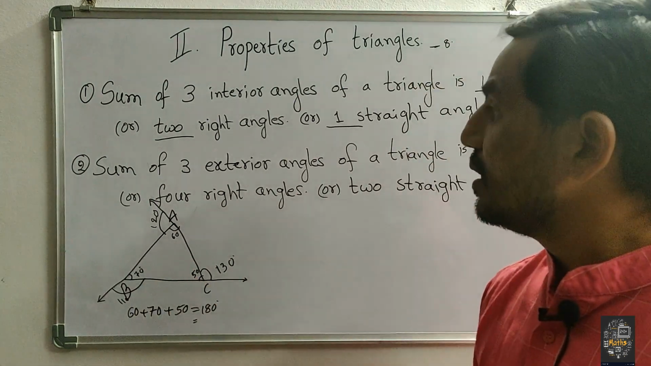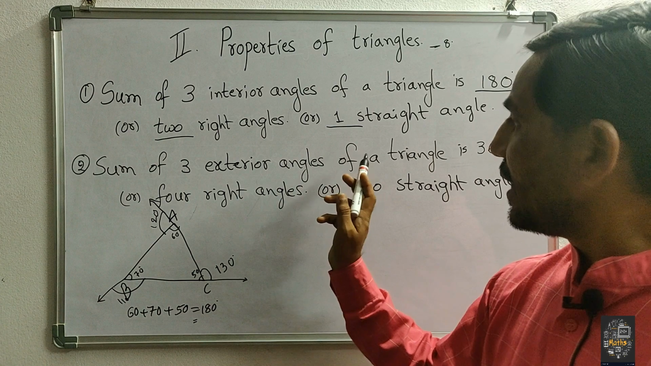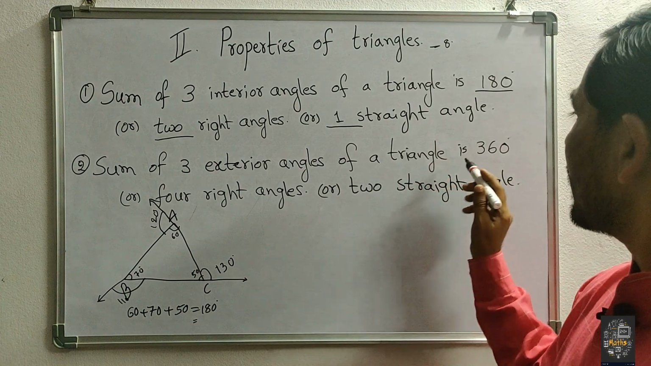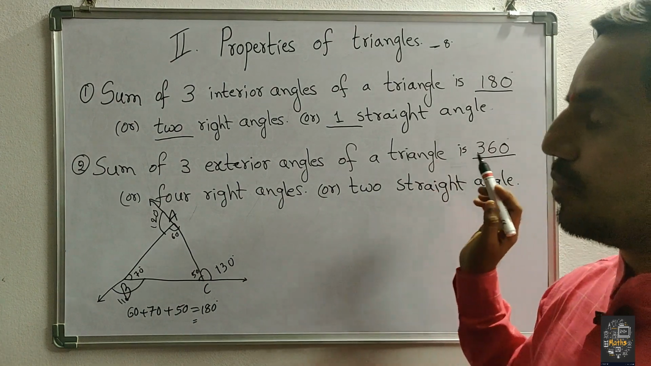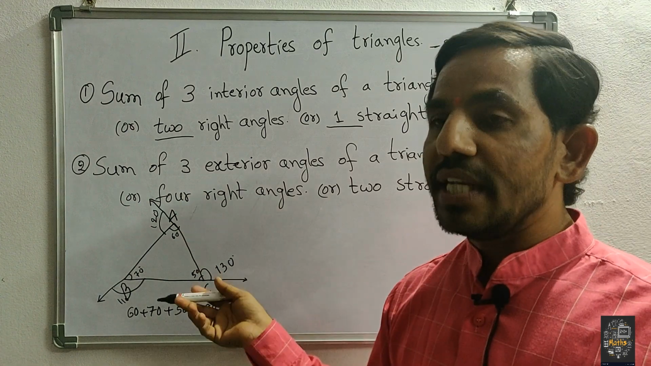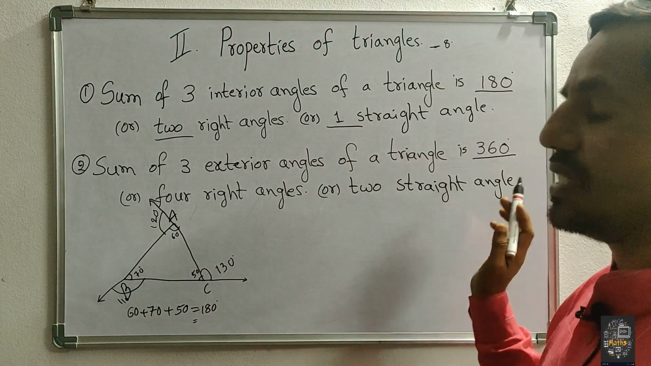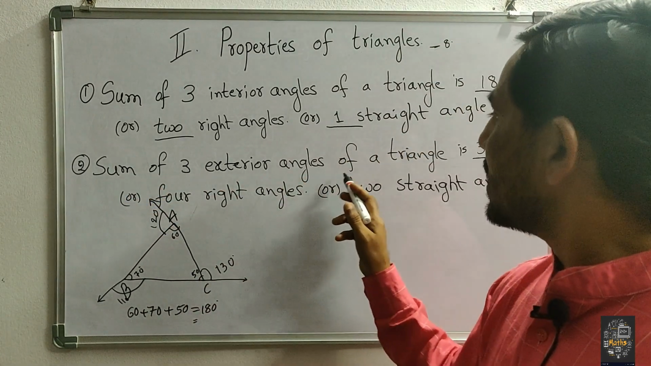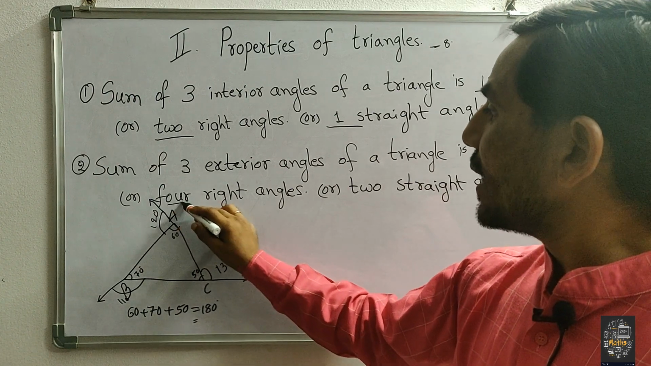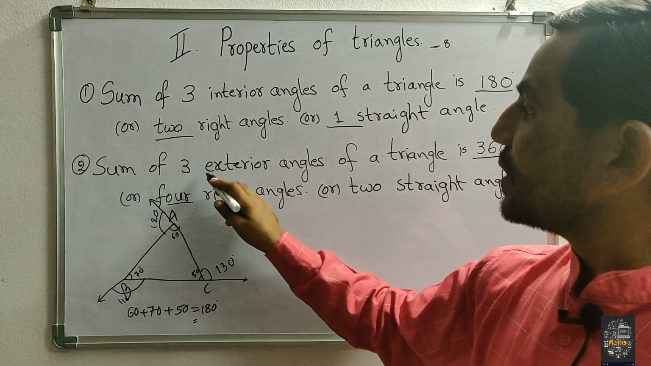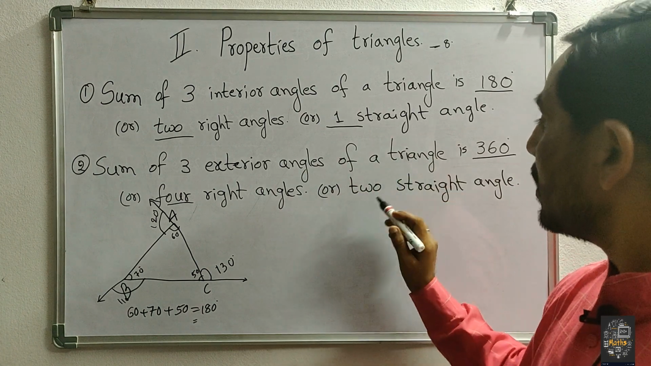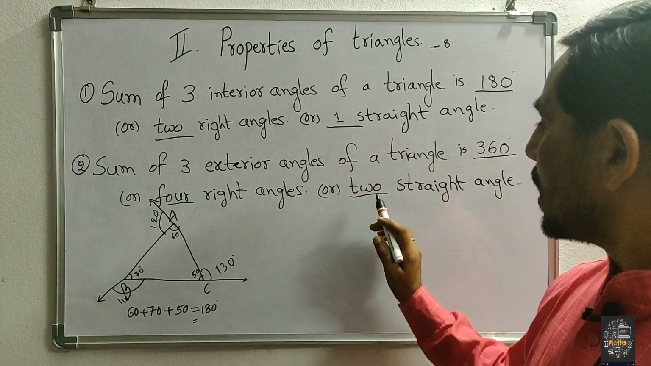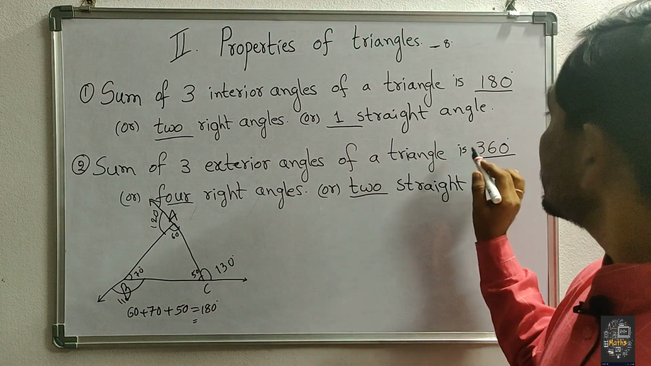So the second condition: sum of 3 exterior angles of a triangle is 360 degrees. Once again, sum of 3 exterior angles of a triangle is 360 degrees. Or sum of 3 exterior angles of a triangle is 4 right angles. Or sum of 3 exterior angles of a triangle is 2 straight angles. 4 right angles or 2 straight angles are 360 degrees.